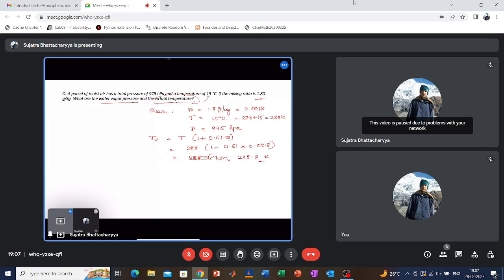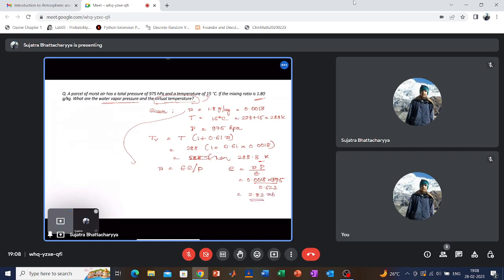Fine. Now vapor pressure can be found using the formula for R. So R will be equal to epsilon E by P. So E therefore will be RP by epsilon. R is 0.0018, P is 975, divided by 0.622, and that comes out to be about 2.82 millibars or hectopascals, whatever you say. So this is the answer.